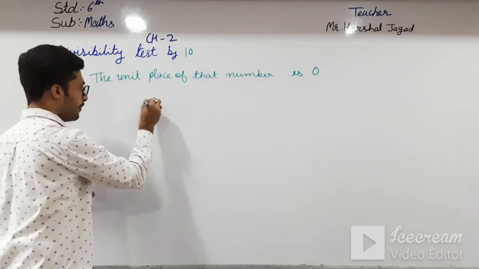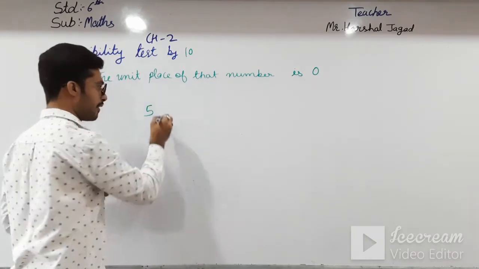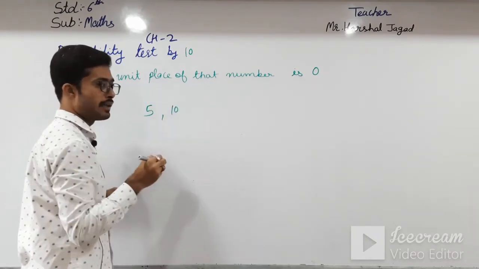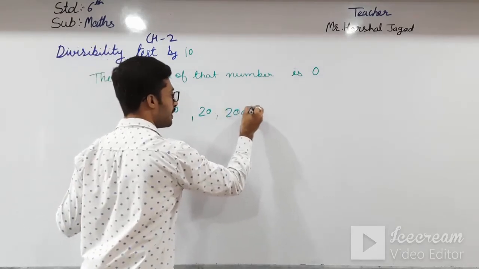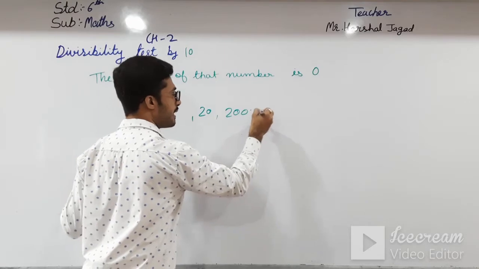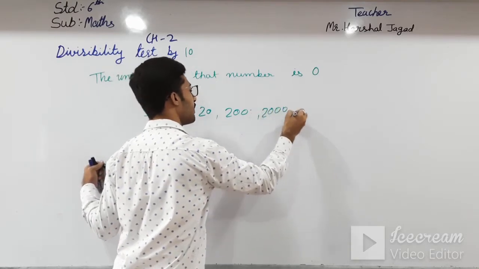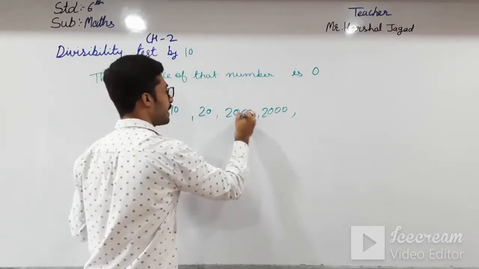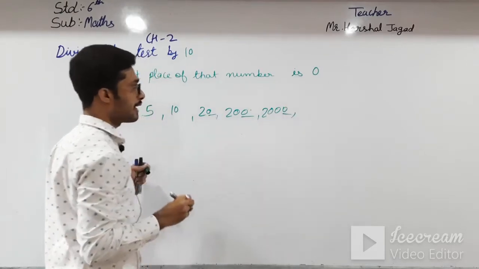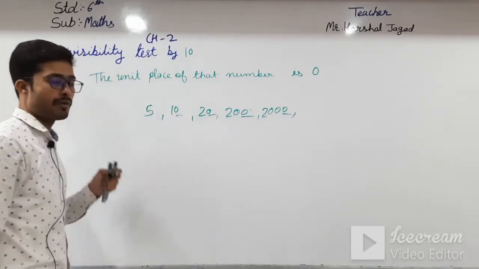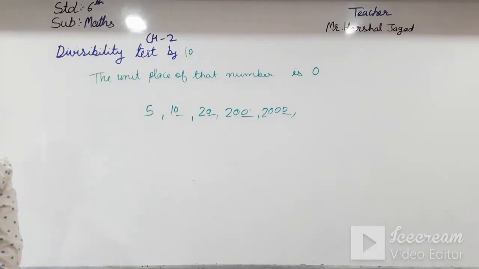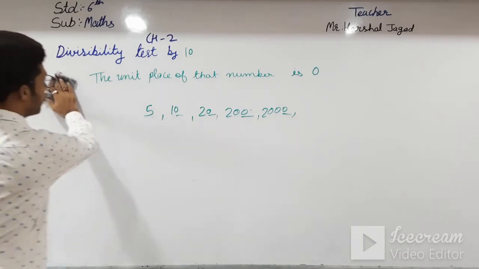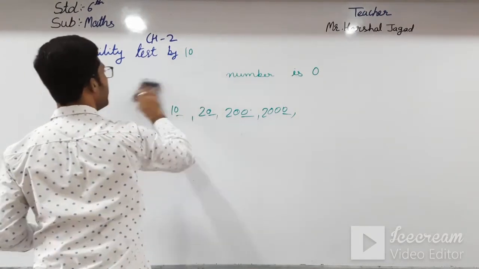See here, 5 is not divisible by 10, but 10 is divisible by 10, 20 is divisible by 10, 200 is divisible by 10, 2000 is divisible by 10. Why? Because at the unit place there is 0, so it is divisible by 10. Let us see an example which is given in your textbook. Okay students, that is example number 22.